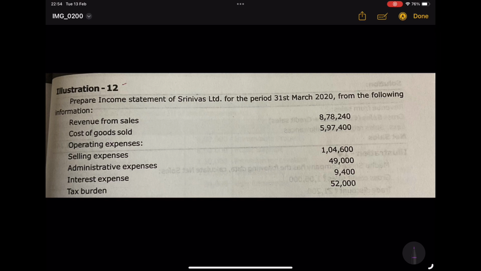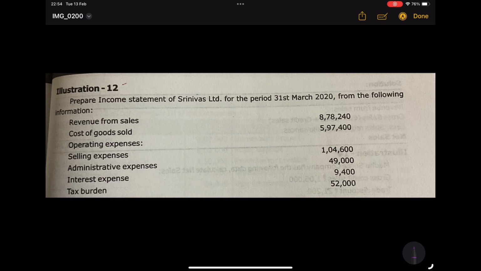So we have 14 notes as per Schedule 3. It might increase, or sometimes if there is no requirement, 1 or 2 notes we don't need to write. Okay, so in this video I'll solve a very simple and easy problem in order to identify the basic calculation of income statement.